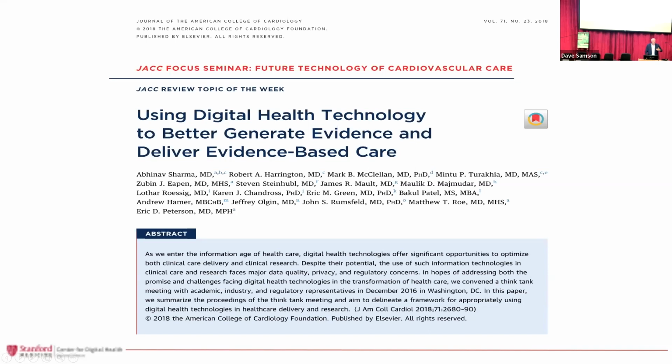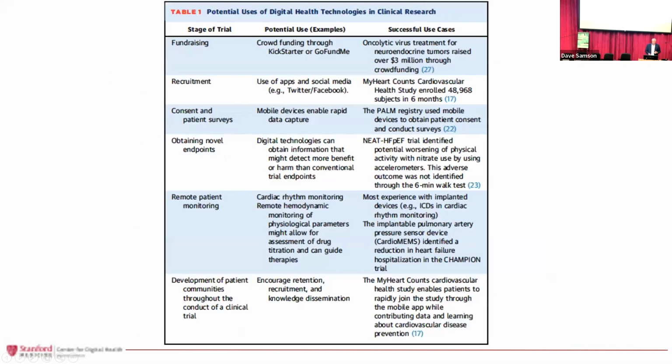Being able to put devices in people and get constant data coming back about how they're doing is critically important. You can do it for recruitment. You can get consent this way. You can collect novel endpoints. Why are we still using the 6-minute walk? When I wear a watch all day that tells me how far I've been walking all day, all week, all month, why do we still use things like the 6-minute walk?